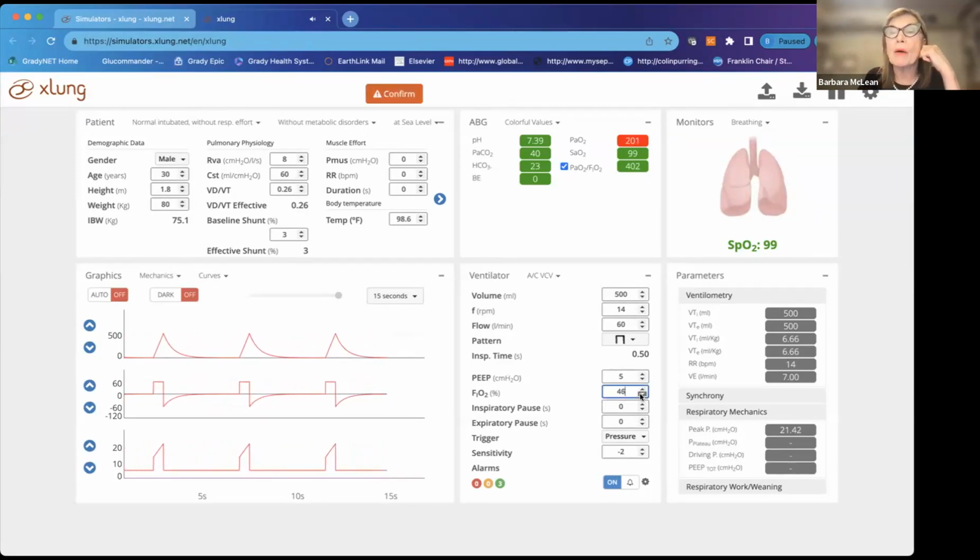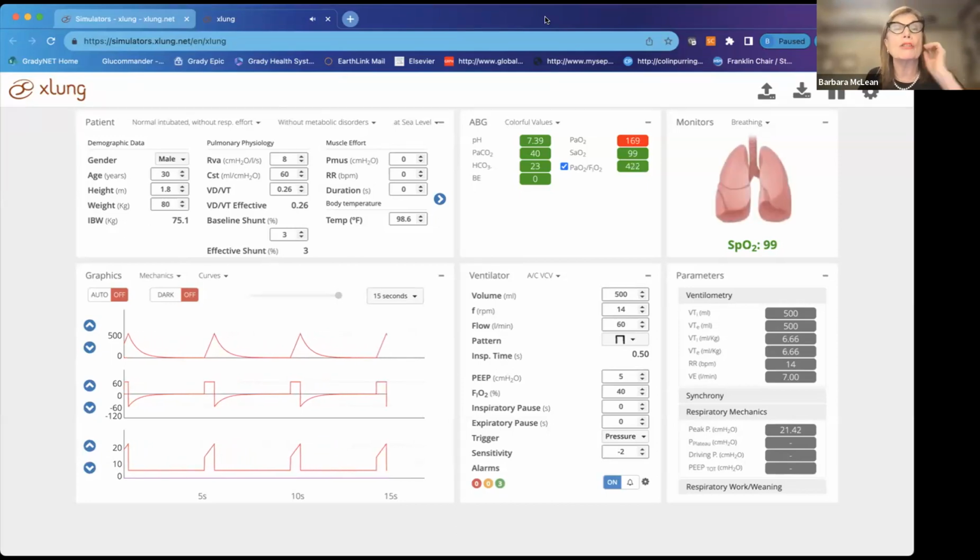Now I'm going to go back down. I'll go down to 40%, and I'm going to confirm that. And you'll see that his PO2 will drop, but his PF ratio will stay relatively constant. So this is a really great way for us to say, should I give this patient more oxygen?